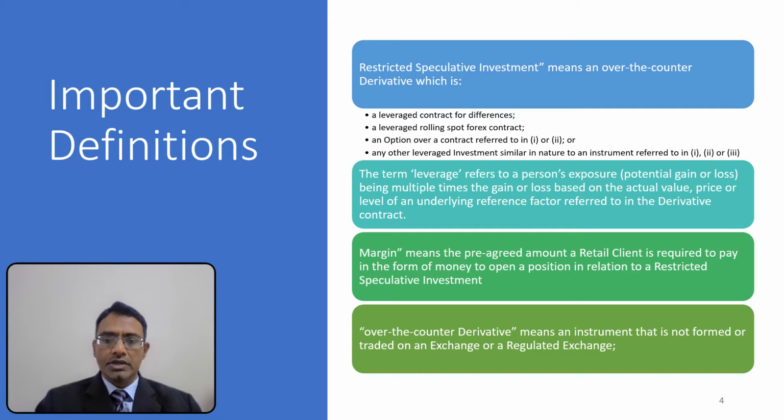Similarly, margin is a pre-agreed amount a retail client pays in the form of money to open a position in relation to a restricted speculative investment. For example, you are buying any asset, anything in oil or gold or any other currency. Assuming that the total exposure amount is $10,000, and the regulatory requirement is that you should have a margin amount of say 10% or 20% depending upon the risk involved, on the total exposure you have to keep the amount as say $20,000.